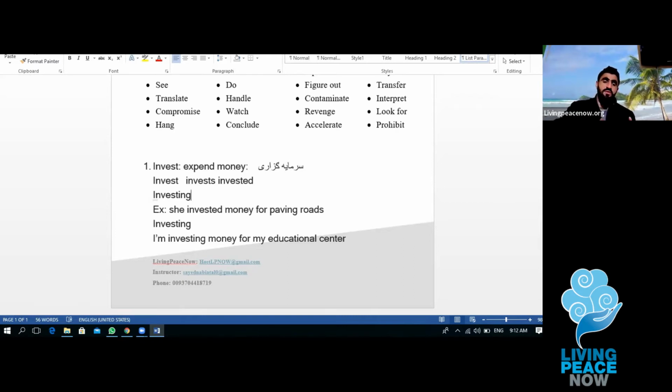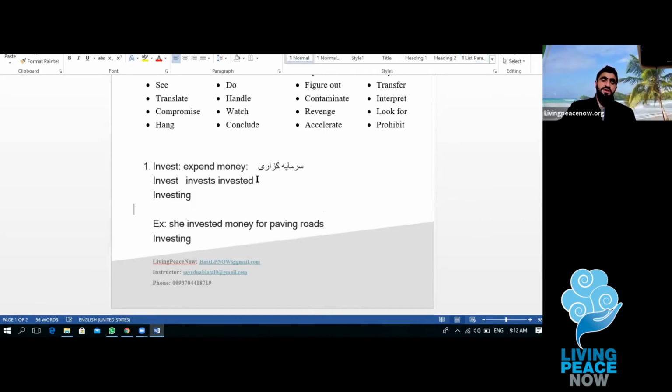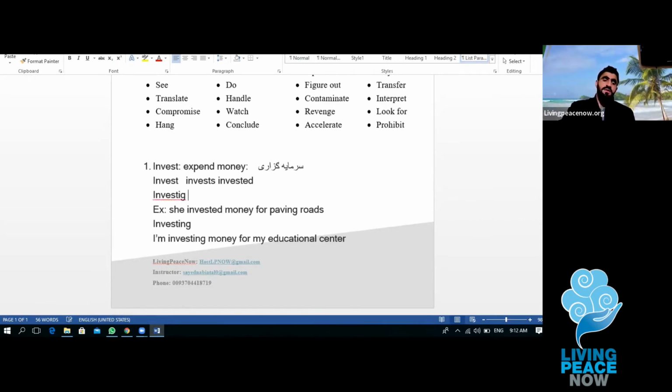We should make a noun from the verb investing. Just you can use this instead of subject and instead of objects. Investing money is very significant.